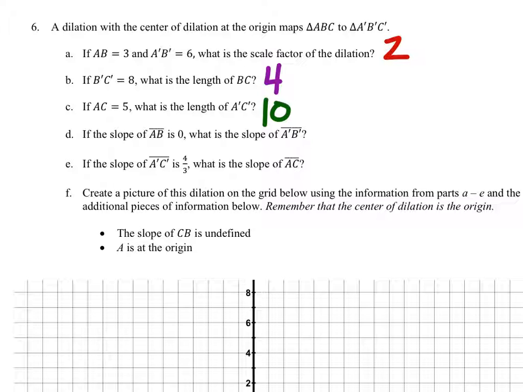If the slope of AB is 0, what is the slope of A prime, B prime? Yep, it's got to be the same slope. If the slope of A prime, C prime is 4/3, what is the slope of AC? Now we could cut those in half, but ultimately after we simplified, it would still give us the same slope of 4/3. So if you did put 2 over 1.5, just to show the distances, that's fine.